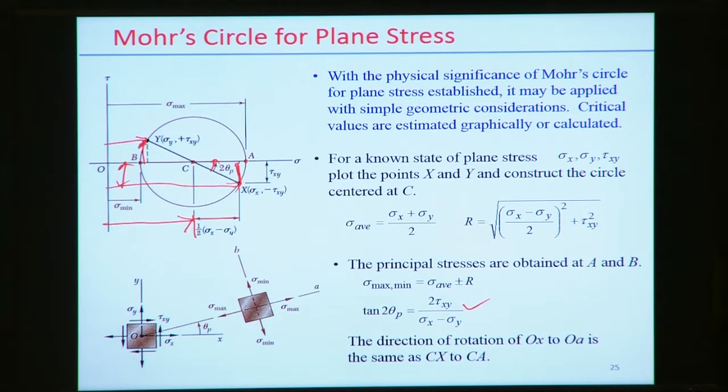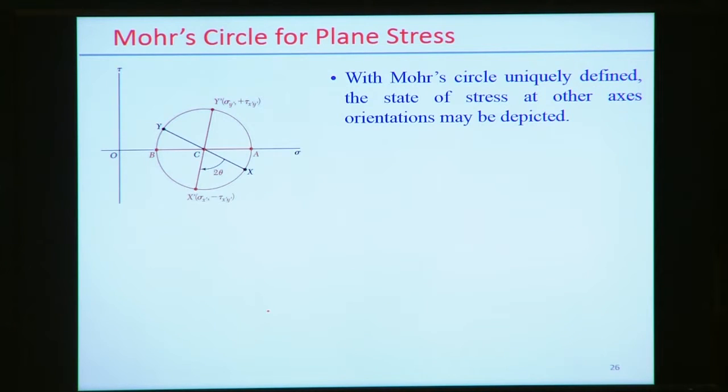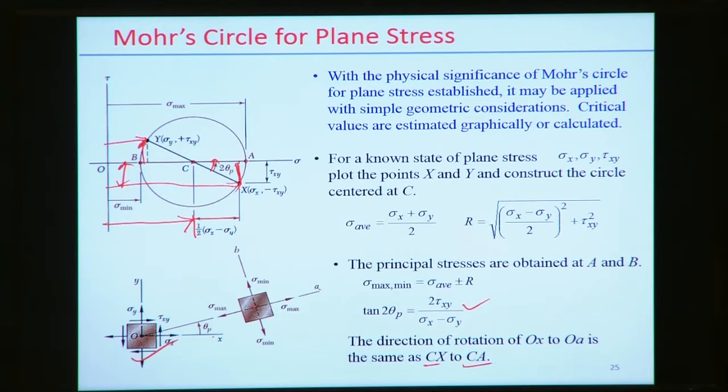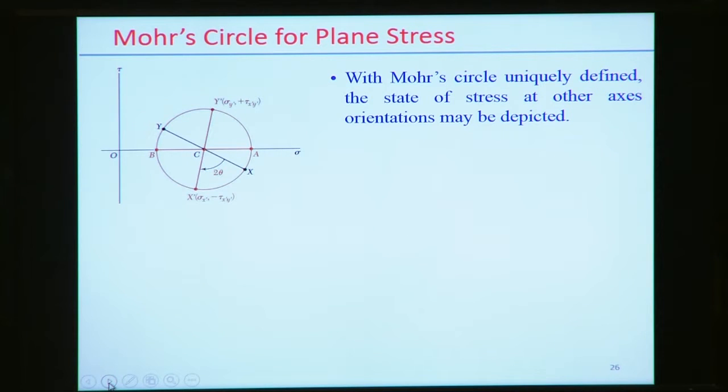So the direction of rotation OX to OA is the same as CX to CA. So from CX to CA in the Mohr circle, which in practice is from OX to OA. So this is the typical Mohr circle description.